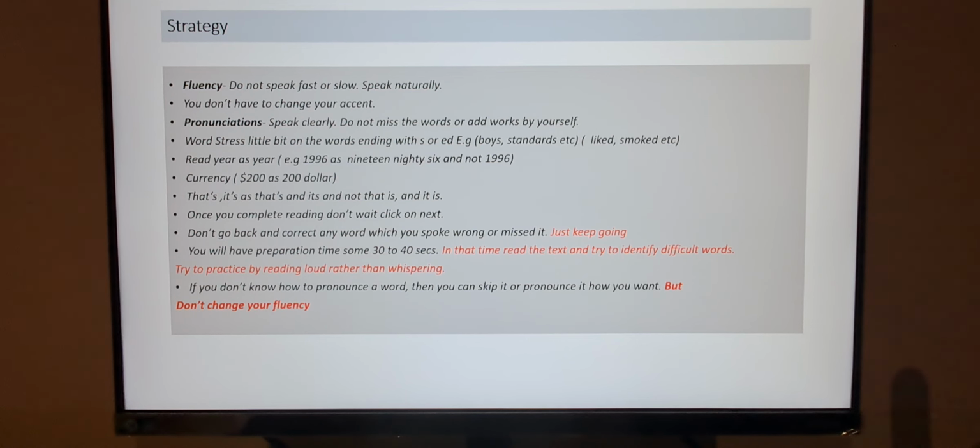Also, read a year as a year, like 1996, read as nineteen ninety-six and not one thousand nine hundred ninety-six, right? Because it's a year, it's not a number, right? Whenever you see years written, read the year as a year is read rather than just reading it as a number. In the year 1996, you have to read it as nineteen ninety-six.